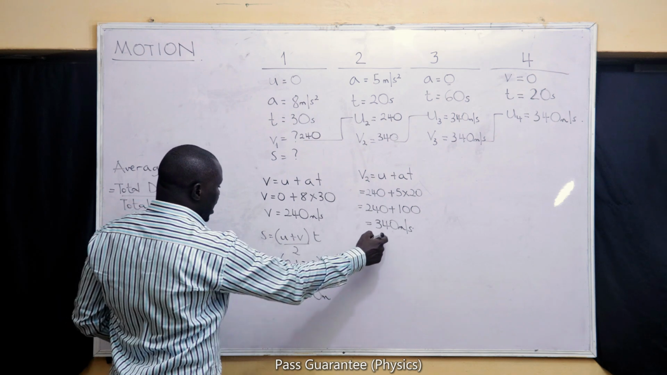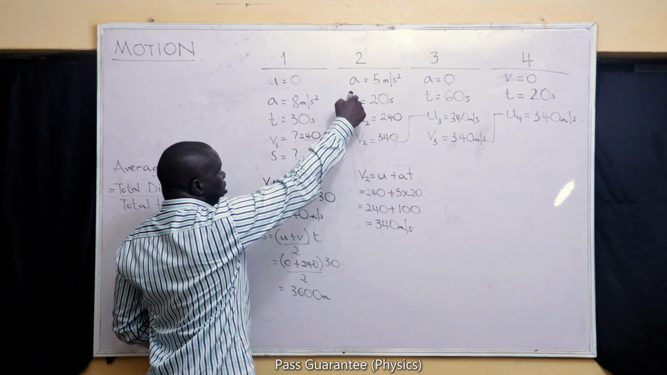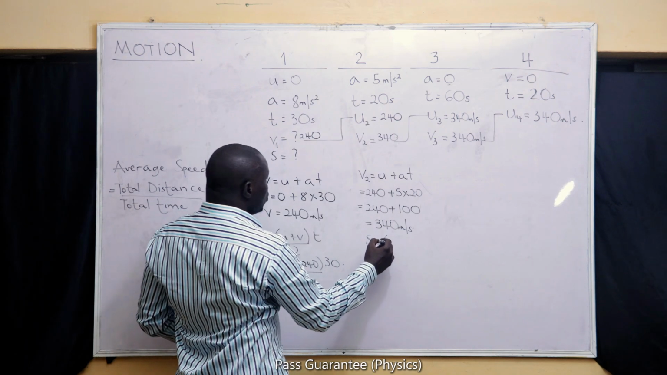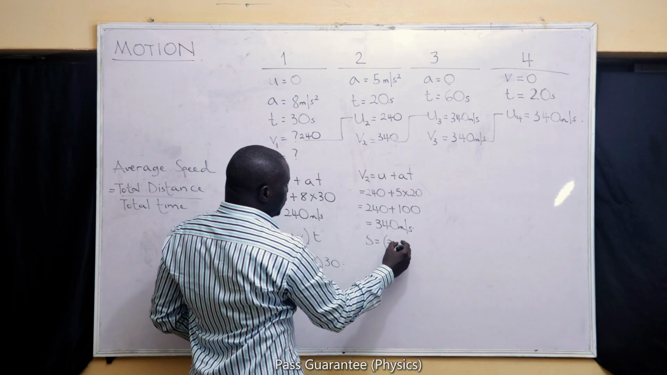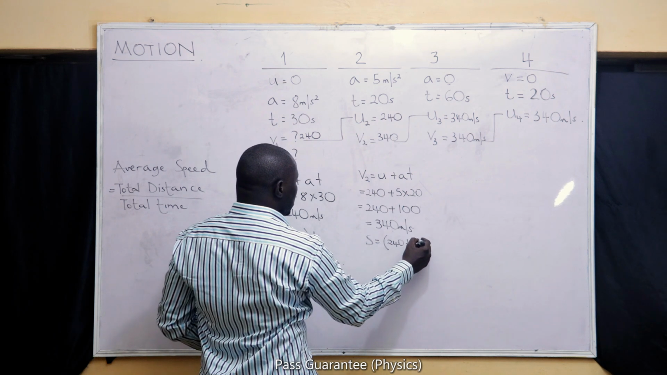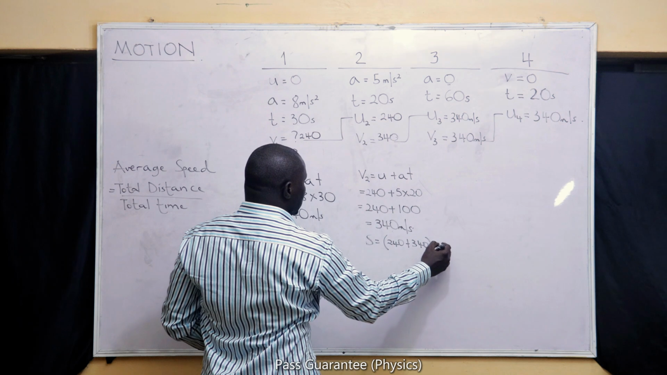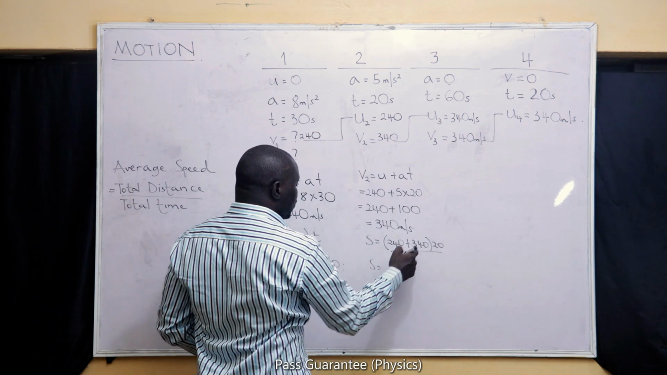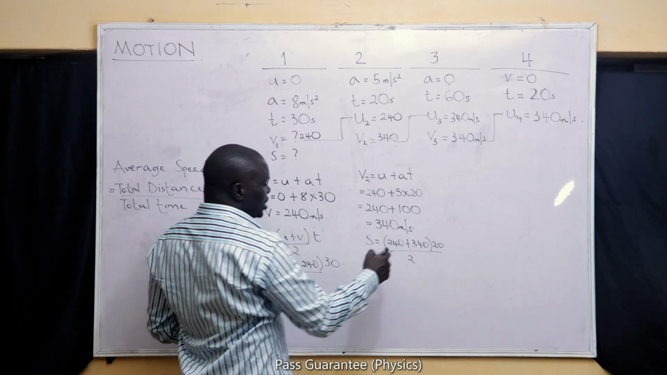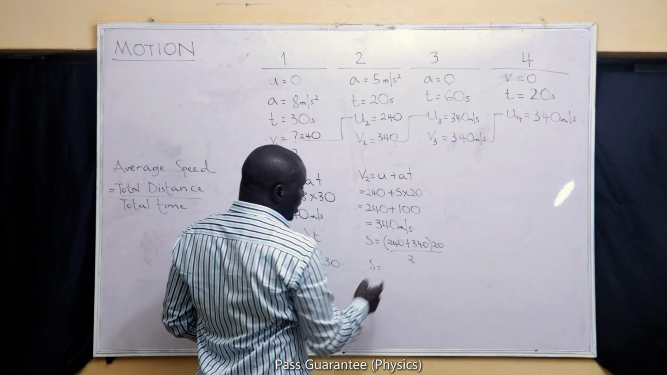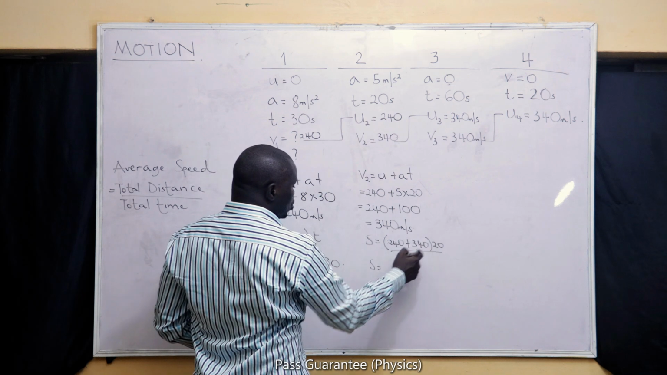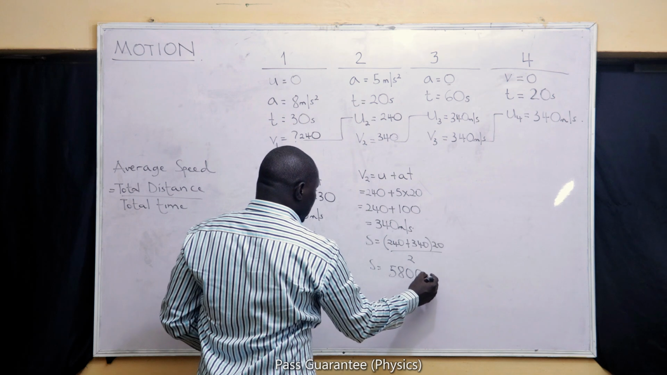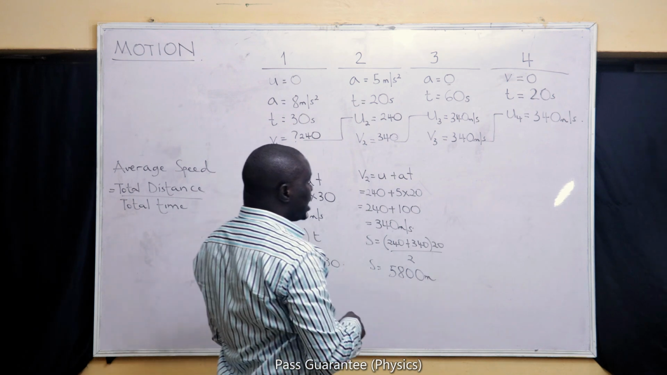I'll do the same thing here too. Since I know u, I know v, I know t, I can find the distance. My distance must be equal to u here is 240, v is 340, multiplied by t is 20, and I will divide by 2. So S is equal to 240 plus 340 is 580. 580 divided by 2 is 290. 290 times 20 is 5,800 meters.